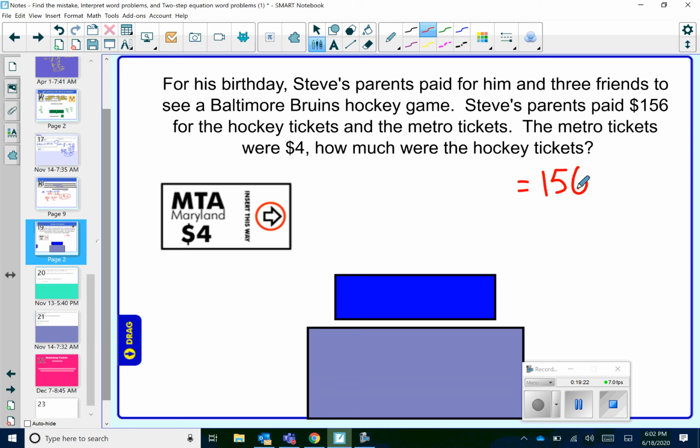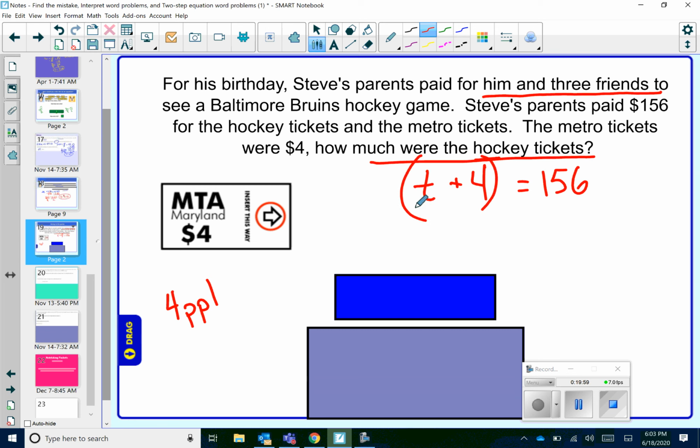Now, they paid a total of $156, so I know that that's going to go on the right-hand side of my equal sign. Now, what's important to notice is that they paid for him and 3 of his friends to go. So there were 4 people total. Now, they had to buy a hockey ticket and a Metro ticket. We know that the Metro ticket was $4, but we don't know how much the hockey ticket is. That's what we're trying to find. So let's use T for ticket. So we need a hockey ticket that's $T plus a $4 Metro ticket.